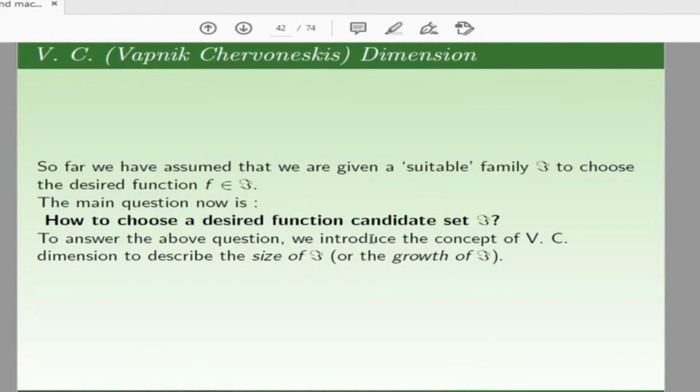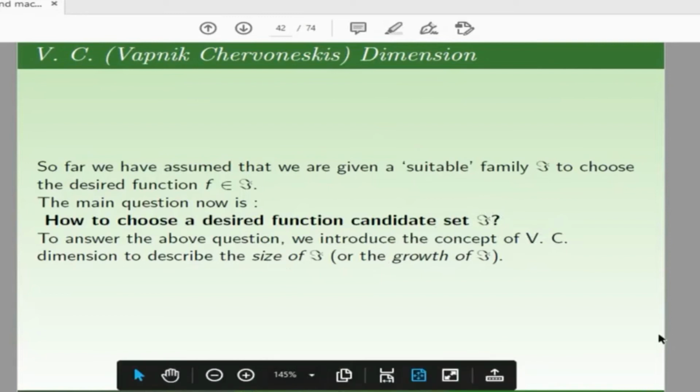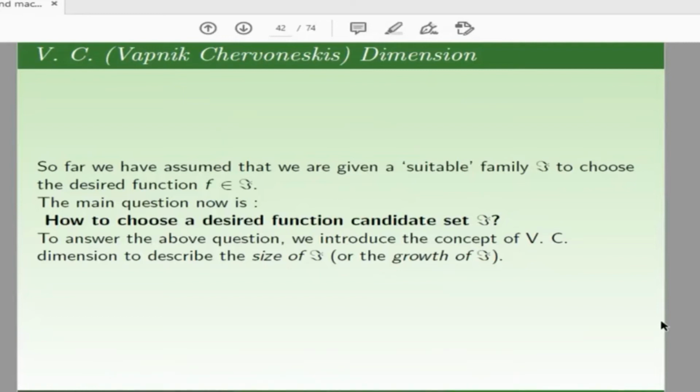Now, that means you want to understand the meaning of the size or growth of this family, and this is understood in terms of what is called the VC dimension. So we will first define the VC dimension. Then we will not go into the theorem as such, but we will try to understand the Vapnik theorem, which gives you an upper bound on the probability which says that the ERM principle will converge to the SRM principle in a uniform manner.